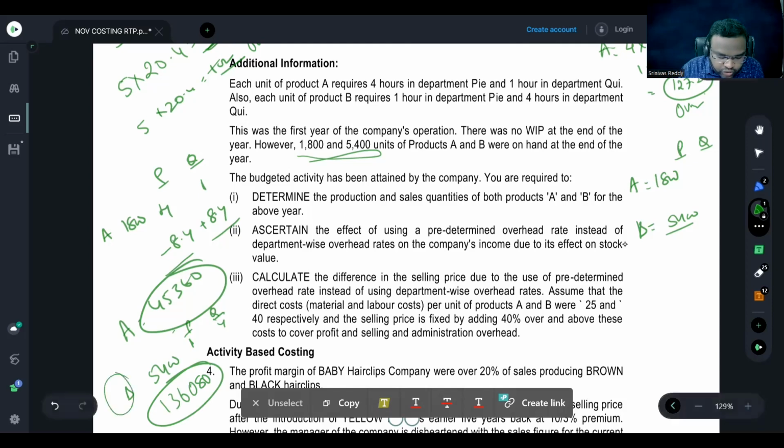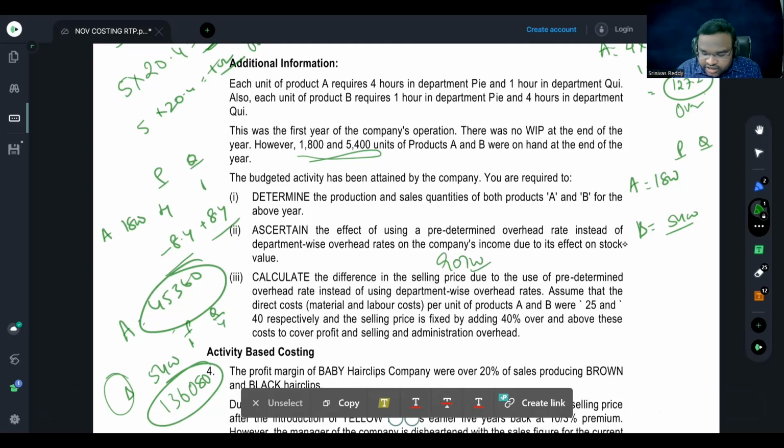So for B, you are keeping more amount of closing stock value. This profit would be increased because closing stock value is more. For A, you are keeping less amount. So obviously that would affect your profit. You are showing excess profit of 1,36,080 minus 45,360. How much amount? 90,720. You are showing more amount of profit. Inflation of profit.